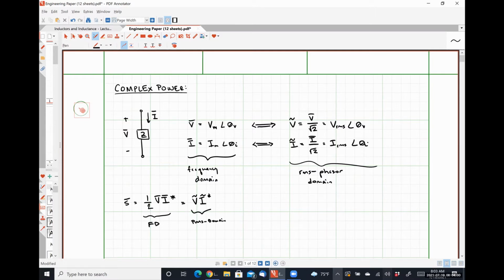Since complex power is the product of a phasor voltage and a phasor current, it may seem that the fundamental unit of complex power should be the watt. But in practice, power system engineers use the unit volt ampere, so VA, to quantify complex power. And this is done to avoid confusion with the average power, which is measured in watts.